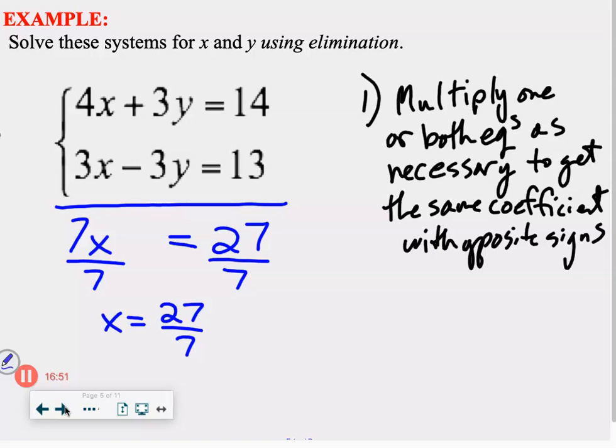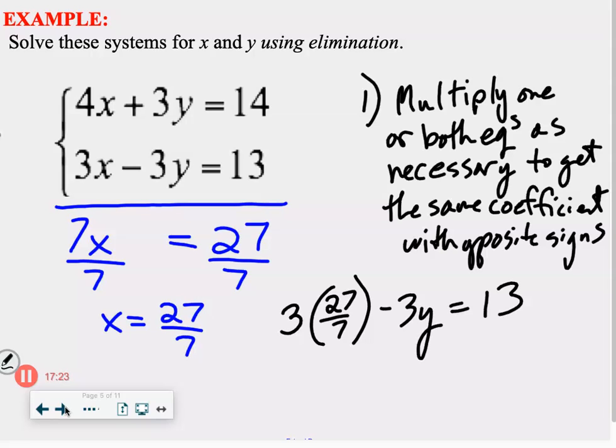Here's a question. Does it matter which equation I plug my x into? No. They have to both be the same, or it's not a point that's in common, right? So you pick whichever equation you want to use to plug your x in. Should I use the top or the bottom? Bottom, because the numbers are smaller? Okay. 3 times 27 sevenths minus 3y equals 13.